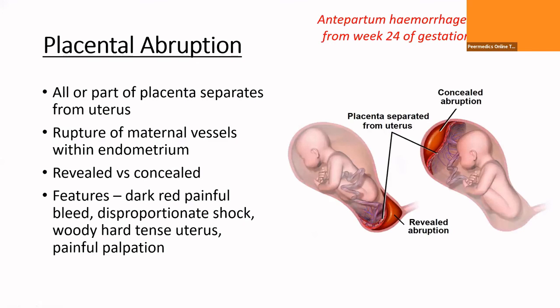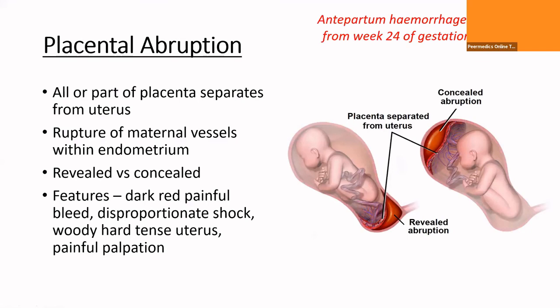So placental abruption, this is the next one of your antepartum hemorrhage series, if you like. This is where all or part of the placenta is separated from the uterus prematurely, so it's just floating around and it can go wherever it likes. It's an important cause of antepartum hemorrhage, and it's thought to be due to rupture of maternal vessels within the basal layer of the endometrium.